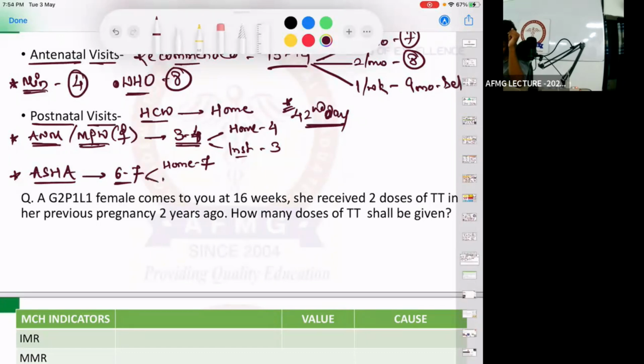In cases of institutional deliveries, 6. It starts from the 3rd day. 3, 7, 14, 21, 28, 42. No issues with this. Remember this. How many visits by ASHA?